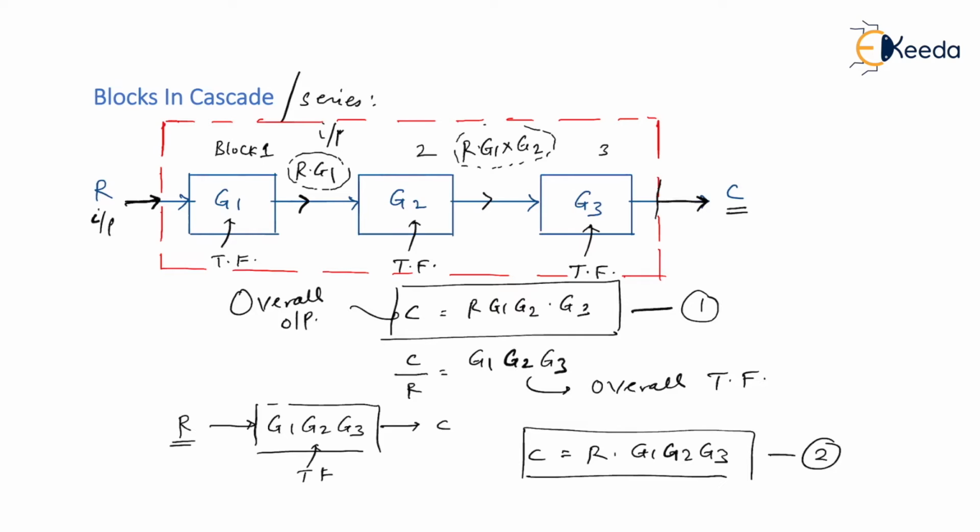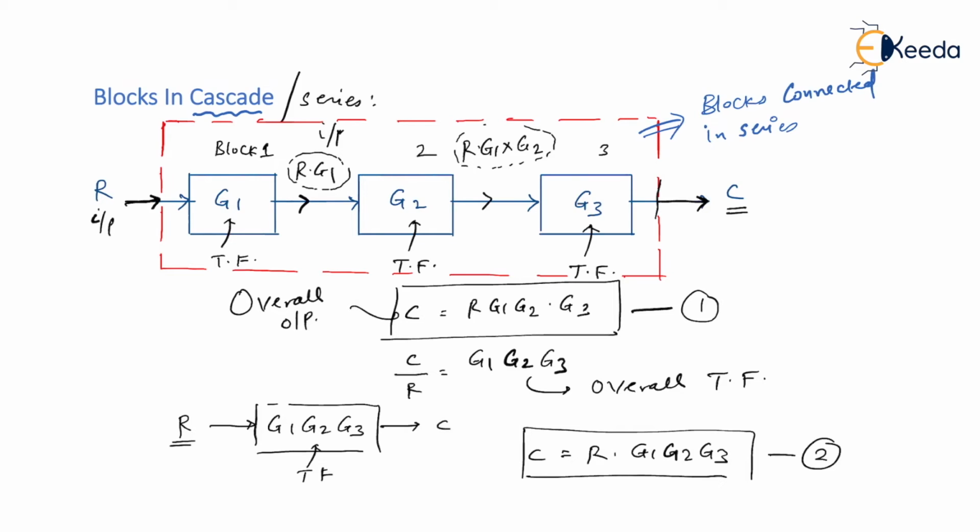Fine. So here what I can conclude is, whenever blocks are connected in cascade or blocks are connected in series, then the overall transfer function is nothing but the product of individual transfer functions. In fact we write this way: blocks connected in series, or you can say cascade also. Whenever I say cascade connection, it means output of the first block is connected as input to the next. In that context it is called cascade.